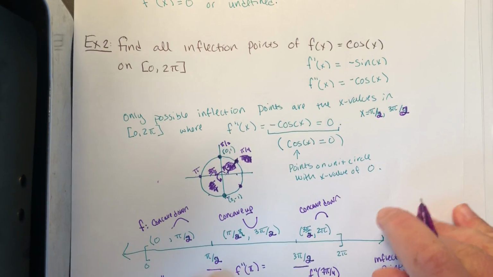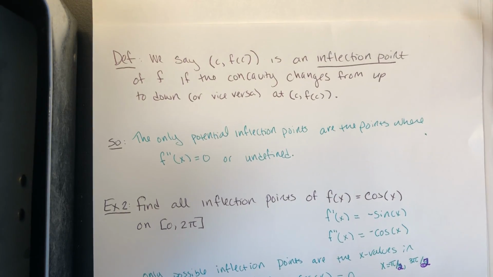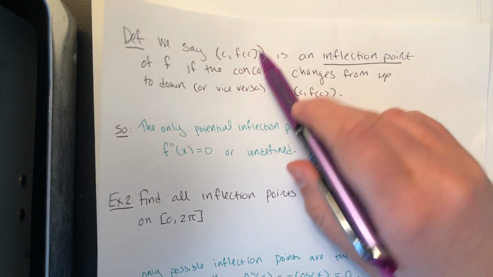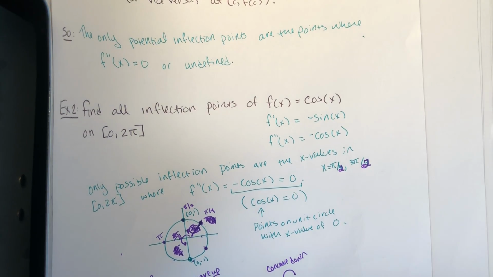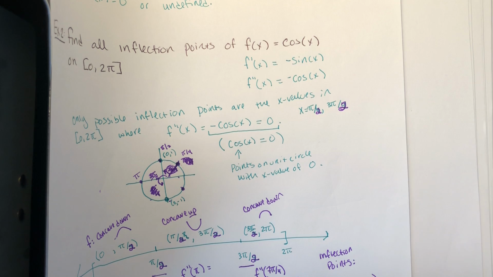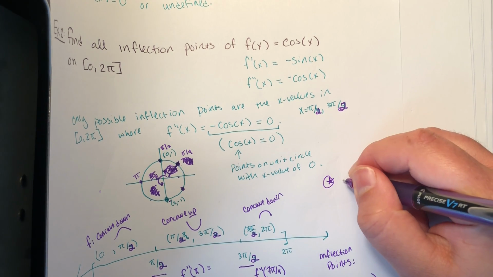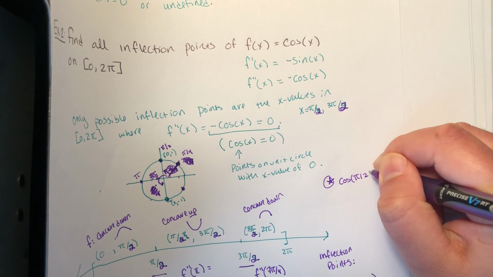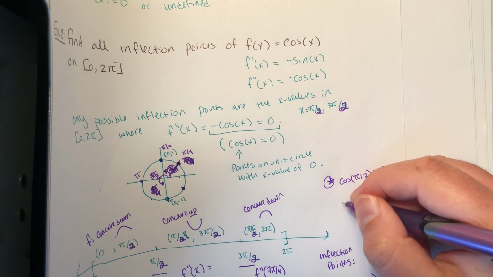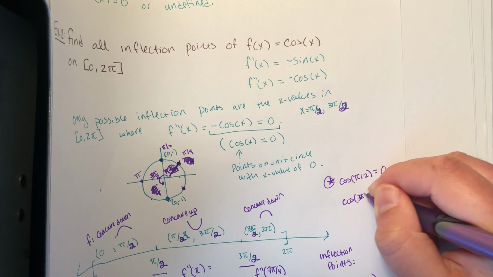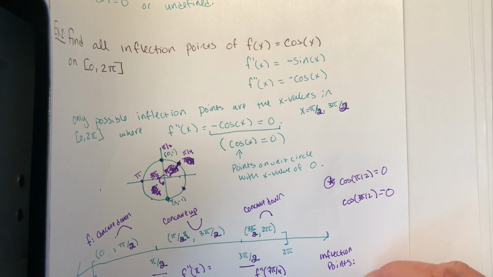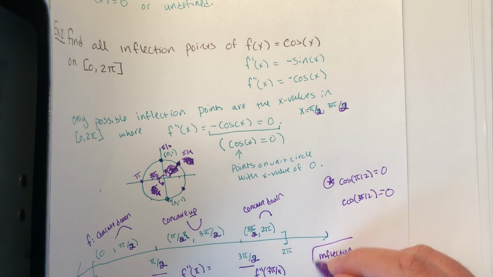Something to point out is that when we define an inflection point, it is both the x value and the y value. So to figure out the actual inflection point, we need to plug these x values, pi over 2 and 3 pi over 2, into your original function, the cosine function. Just as an aside, cosine of pi over 2 is equal to the x value there, which is 0, and cosine of 3 pi over 2 is equal to the x value down here, which is also 0. So the inflection points are at pi over 2 comma 0 and 3 pi over 2 comma 0.